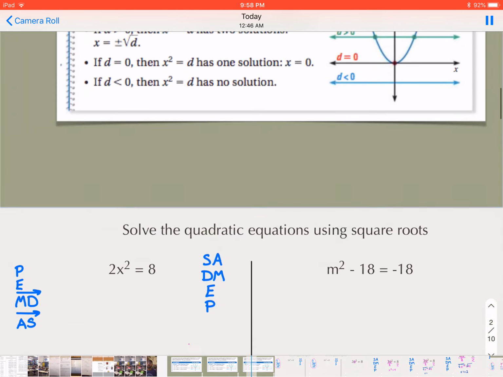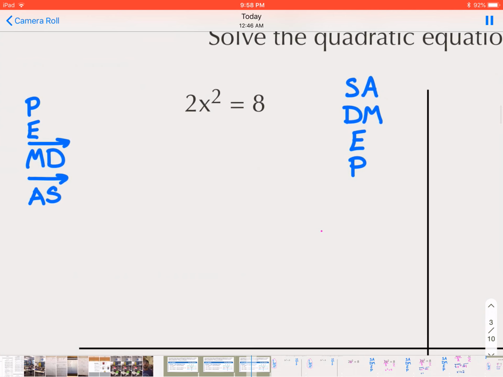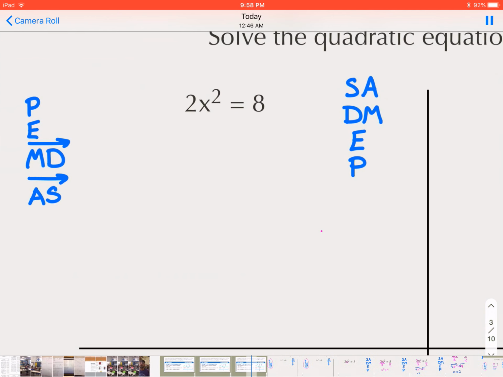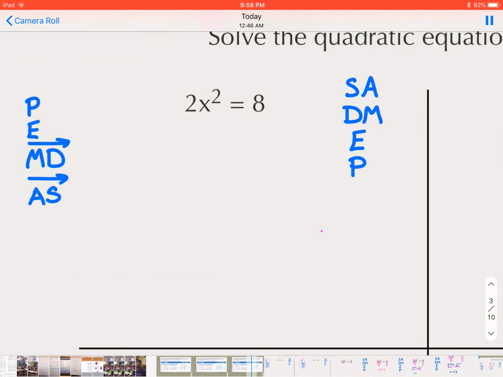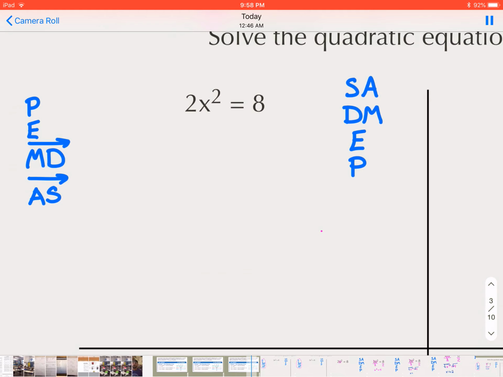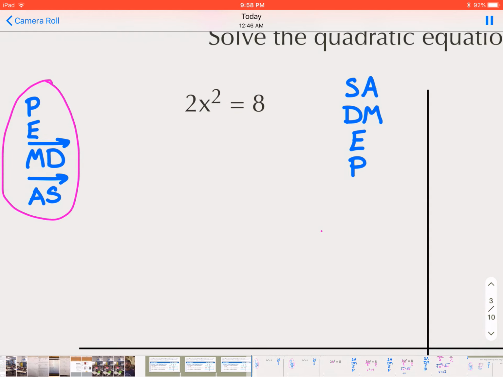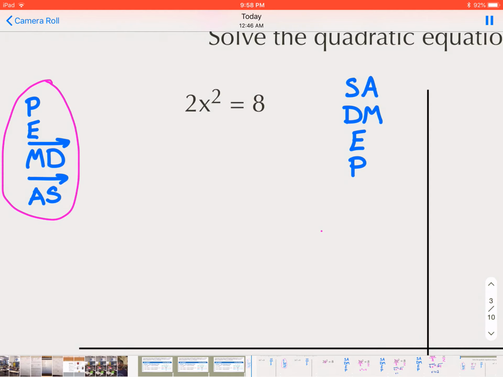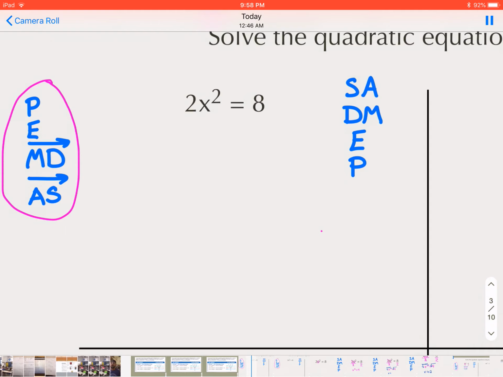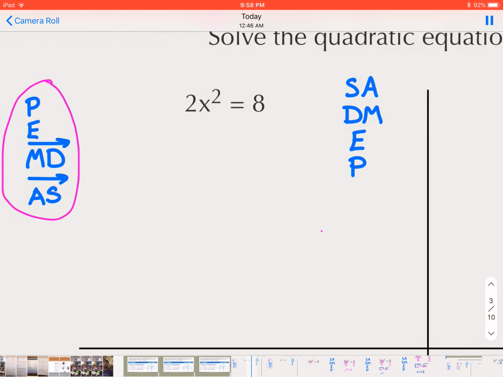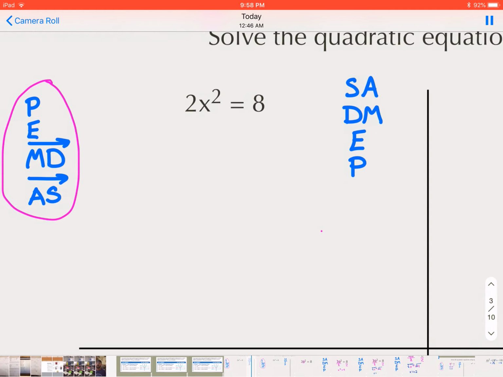As I scroll down, you will see on our first example that we have 2x squared equals 8. When we solve math expressions, we follow PEMDAS, as you did in 6th grade and 7th grade too. That's when we don't know what the answer is, and we're trying to figure out the overall answer. Here we are trying to find a missing part of the problem, and when we're solving an equation for an unknown, we use PEMDAS backwards. In other words, we use SADMEP.